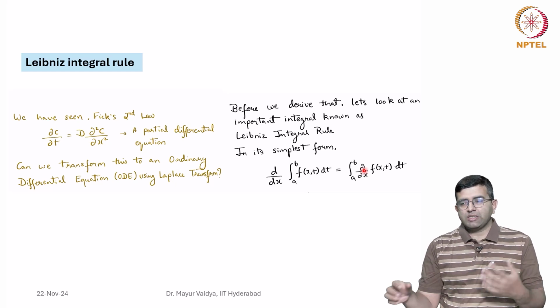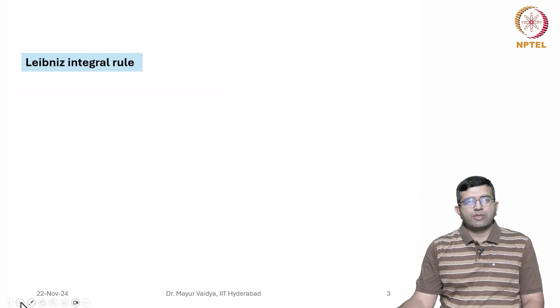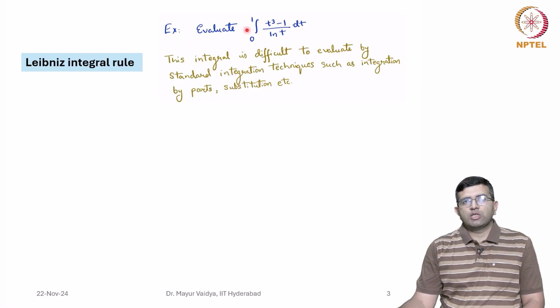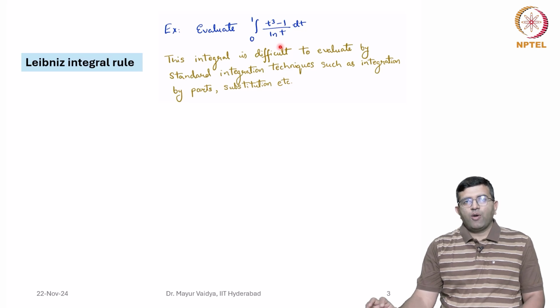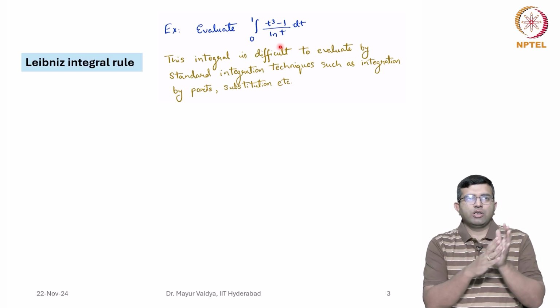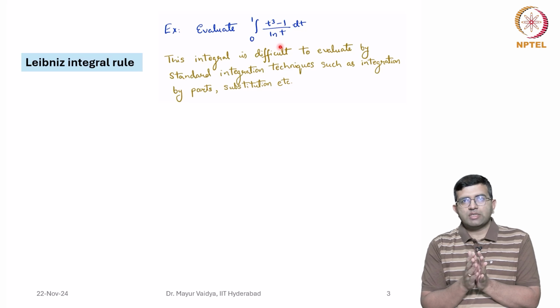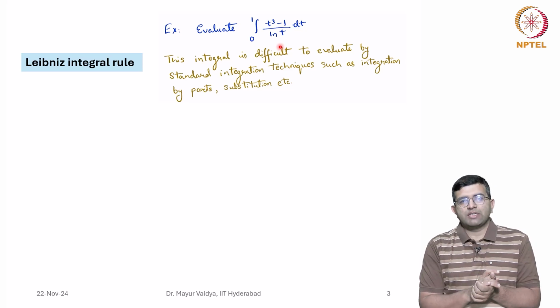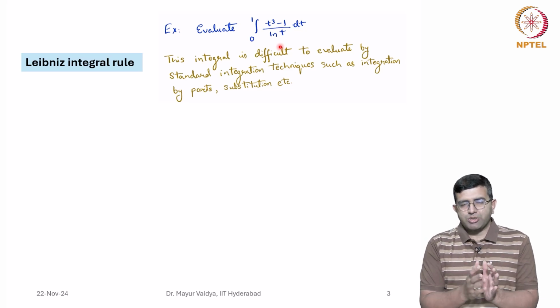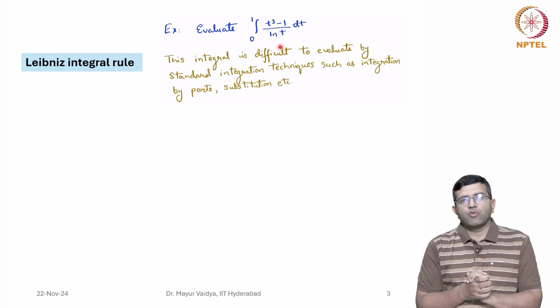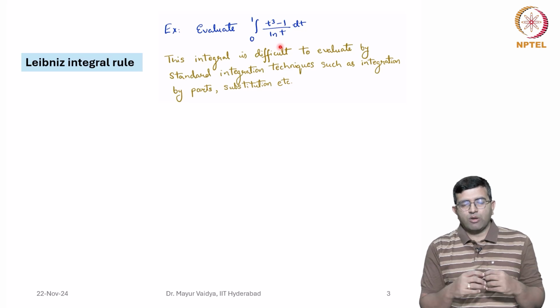I will show you one example of the application of this integral rule for those who have slightly more inclination towards maths. You will find it interesting. For example, let us say we want to solve this definite integral, which is t cube minus 1 divided by log t dt from 0 to 1. Now, this integral, if you try to solve without using this integral rule, is a little bit resistant to the standard techniques like partial fractions or integration by parts or substitution, etc. You can give it a try if you find another way of solving this.